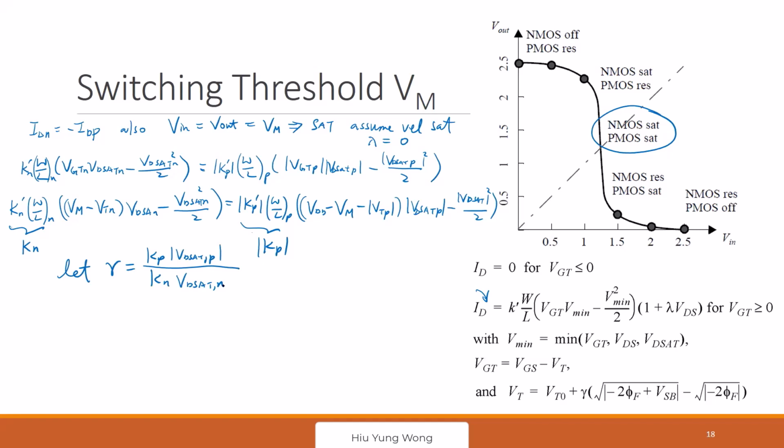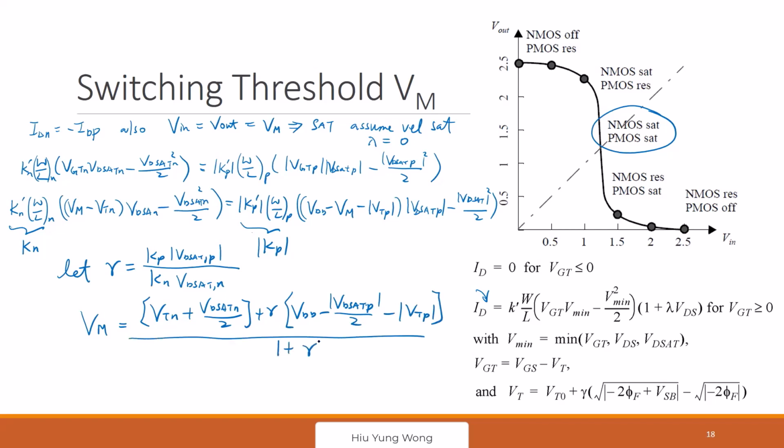Now if you do this substitution, you will find that the reason I do this is that I can pull VDSATN out and VDSATP out. So this one divided by this one becomes R. Then I rearrange the terms, and you will see that VM equals VTN plus VDSATN divided by 2, plus R times (VDD minus VDSATP divided by 2 minus VTP), all divided by 1 plus R.